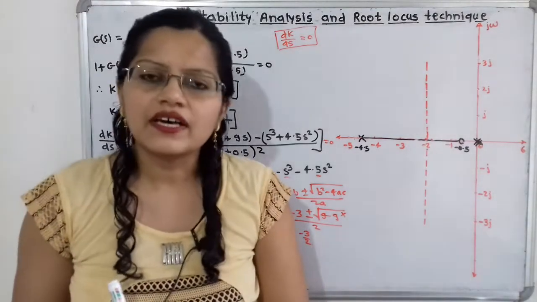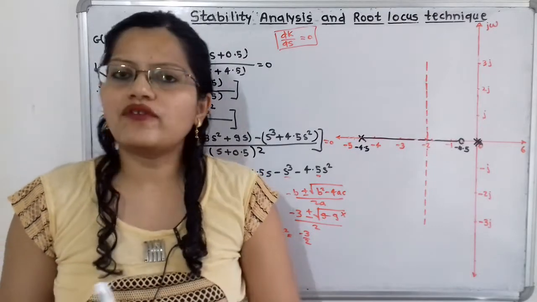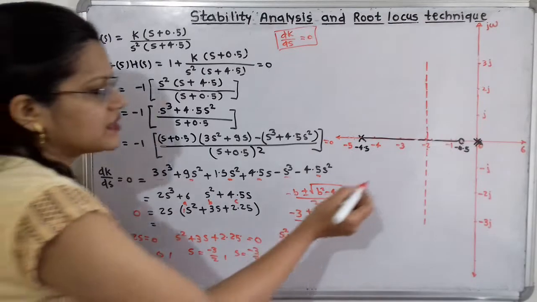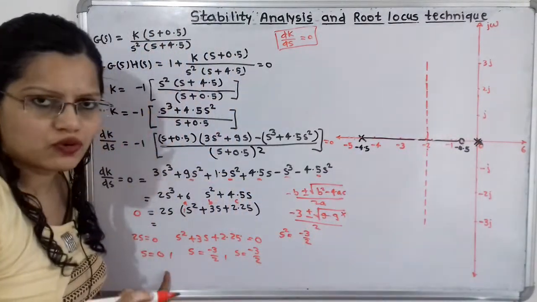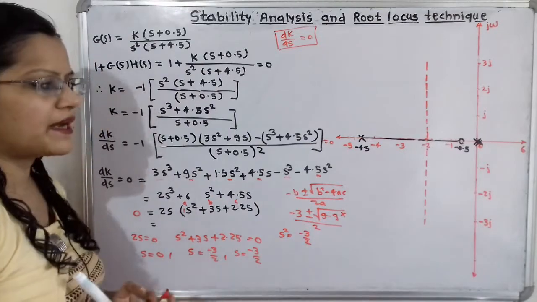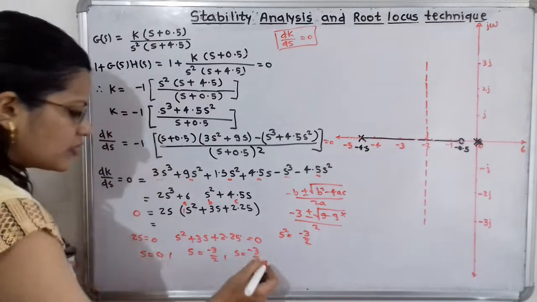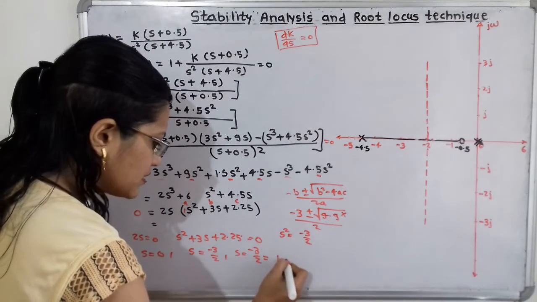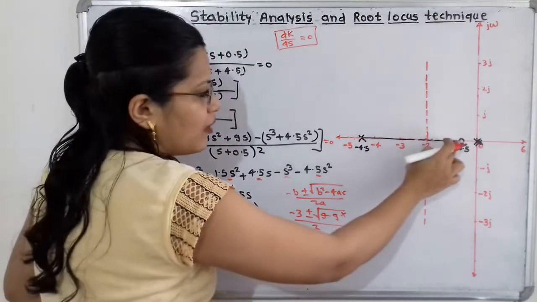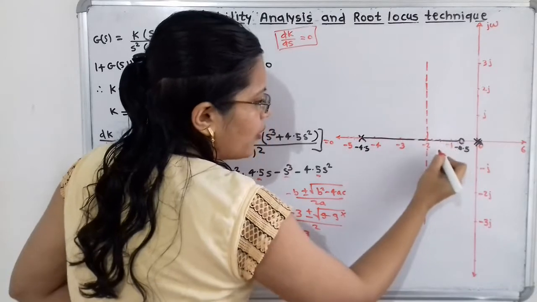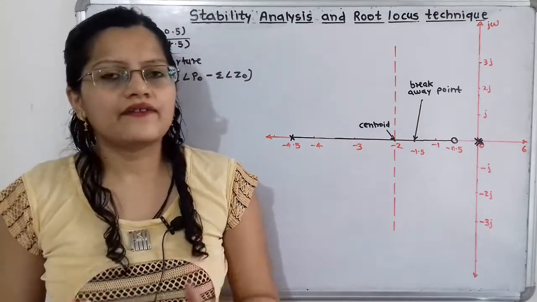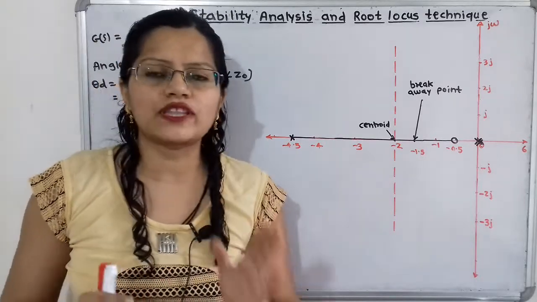Now we have to check whether these points are part of the root locus or not. Now if we observe this 0, this point 0 does not lie on the path of root locus, because I have shown all the points which are part of root locus with the help of black marker. Now minus 3 by 2, if we calculate this, it is minus 1.5. So this minus 1.5 is part of the root locus, because I have shown it with the help of black marker. So we select the point minus 1.5, which is the breakaway point.